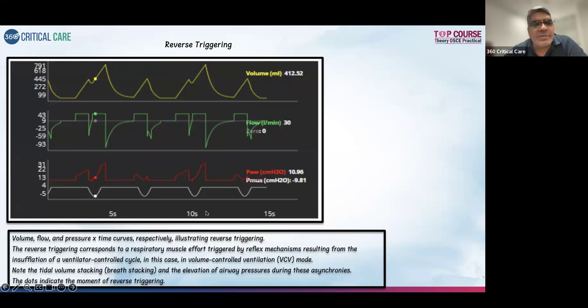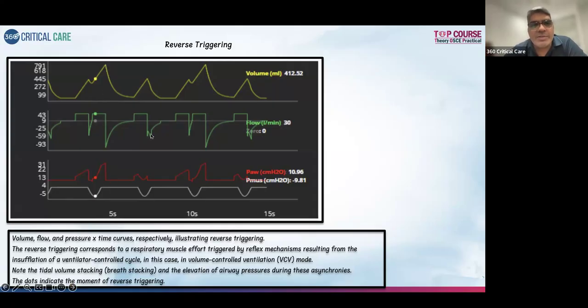So the reverse triggering corresponds to the respiratory muscle effort, as I said, triggered by a reflex mechanism. So this is a reflex mechanism, nothing to do with the ventilator, nothing to do with something problematic. This is the reflex contraction of the diaphragm from the insufflation of air into the lungs by a ventilator-controlled cycle.